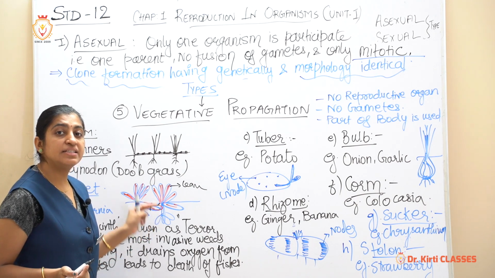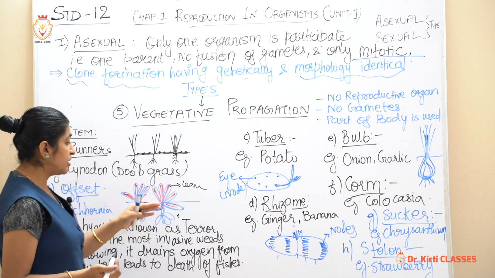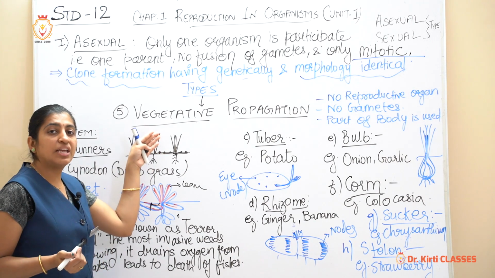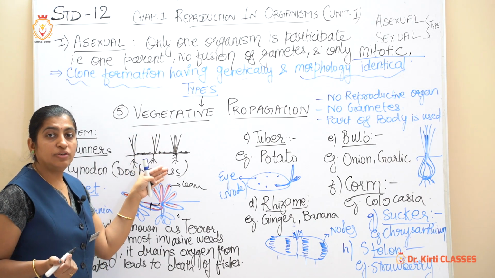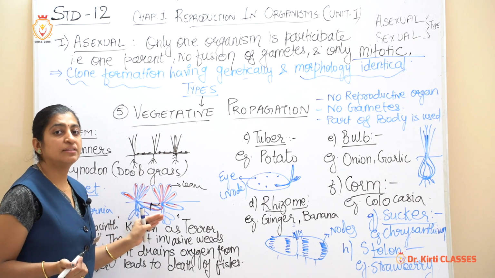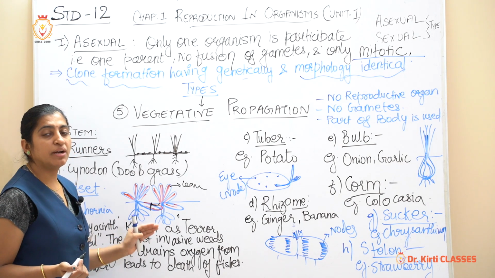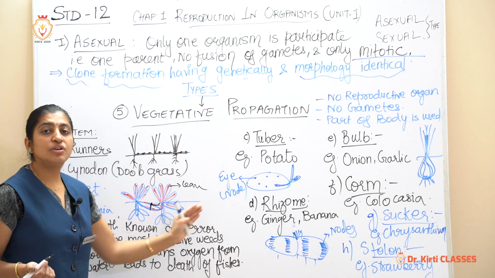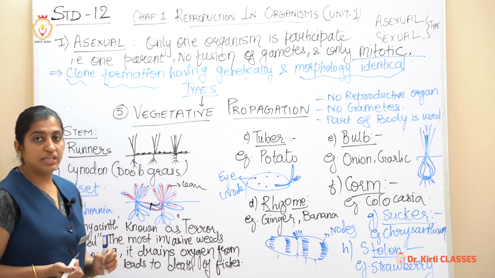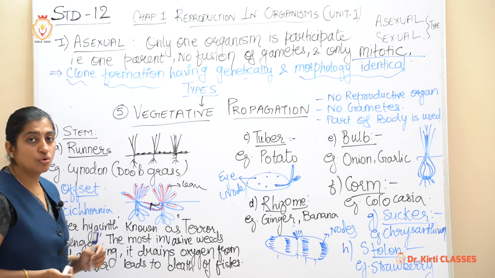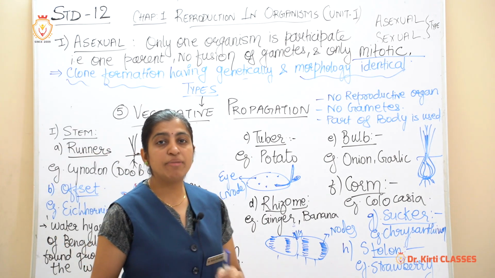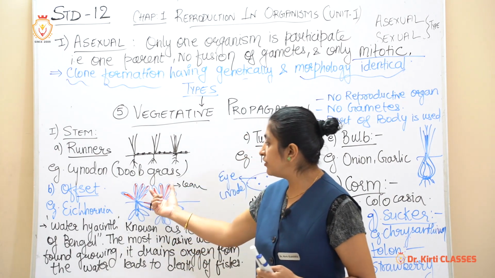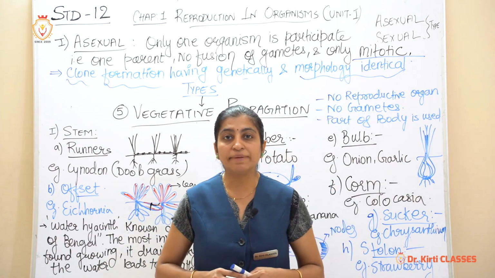Right, as it is not seen from the outer surface, so it is known as offset. Right, like the runner we can see outside on the surface of the ground, but the offset we cannot see, but we can see the number of plants which will grow easily. Right, so it is also known as Terror of Bengal. Why is it known as Terror of Bengal? Because of the attractiveness of this plant, right?